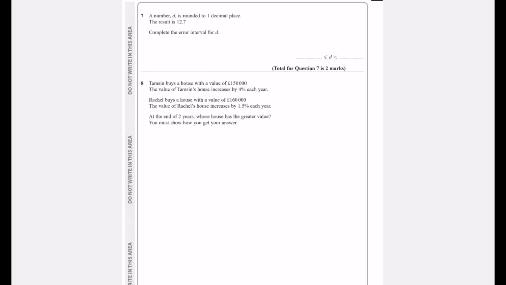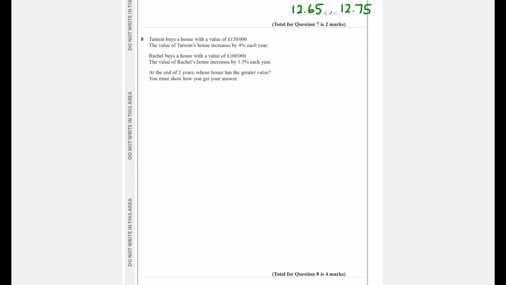Question 7. A number, D, is rounded to 1 decimal place. The result is 12.7. Complete the error interval for D. So we've got 12.7. To 1 decimal place, the one up is 12.8. And the one down is 12.6. In order to round to 12.7, it must be in between the 2 midpoints which will be 12.65 and 12.75. And you'll see from the inequalities that it can equal 12.65, but it's got to be less than 12.75.